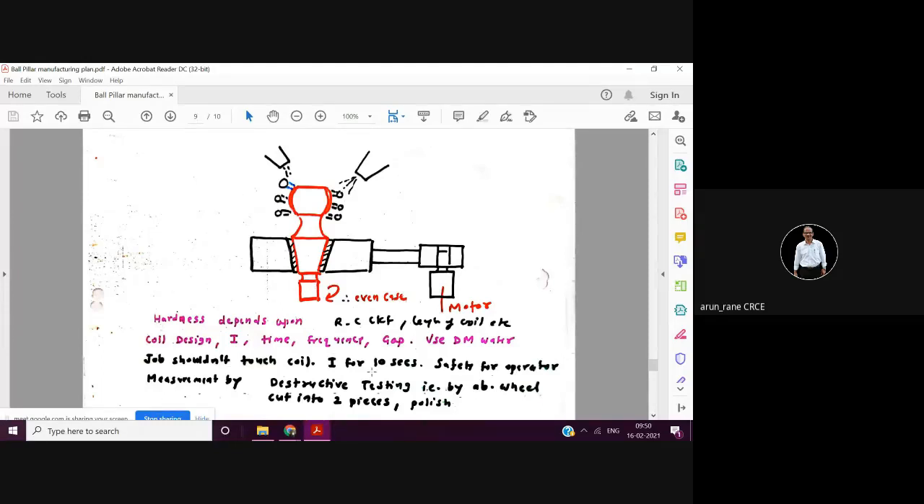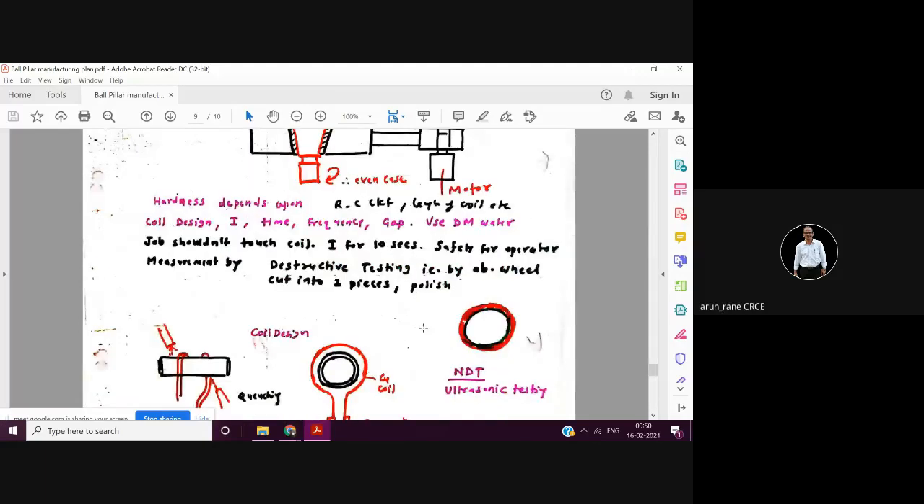You can check the hardness, or you can check the case depth by destructive testing also. But in destructive testing, what happens? Your component you cannot reuse. So in that case, you have to use a cutoff grinder, a flexible grinder. You have to cut using an abrasive wheel. You have to cut the component after hardening into two pieces. Then you need to polish it.